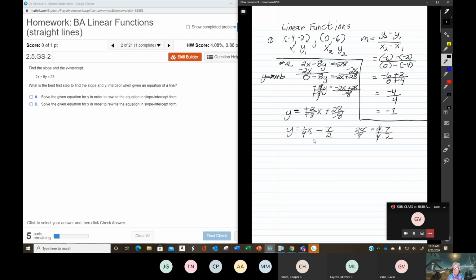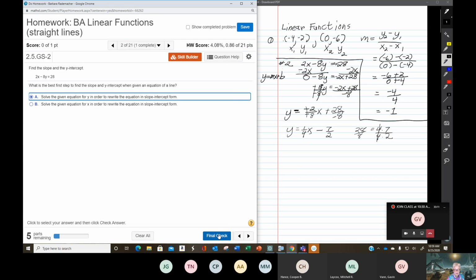What do you think? And is that even what they were asking me? I found the slope and the y-intercept. What is the best first step? Are you going to do this to me again? Solve the equation for y or solve the equation for x. Of course you're going to solve it for y.